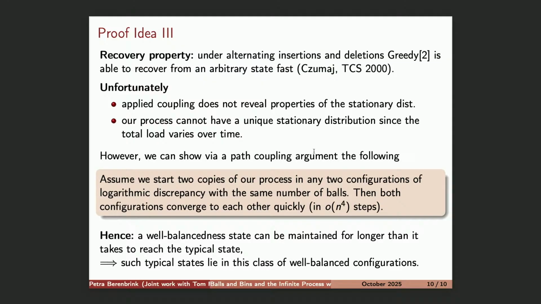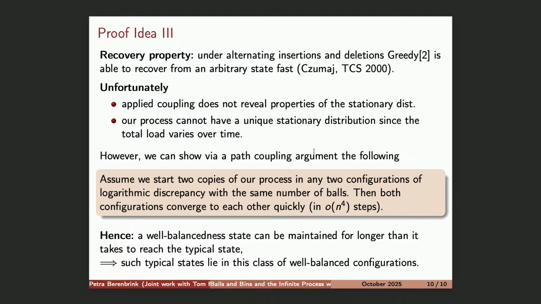So next step, what we basically did is we used couplings. If you give me two systems, one of them starts at time t completely balanced, and the other one starts at time t with a maximum discrepancy of log n. We know that at every point of time with high probability, the maximum discrepancy is log n. So if you start with two systems like that, and you observe them for a polynomial number of time steps, they will end up in the same distribution.